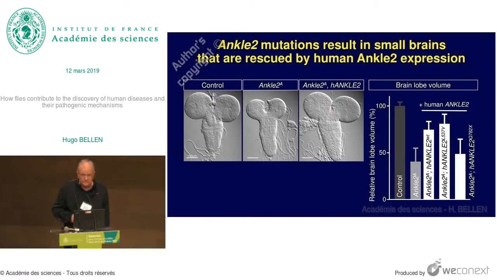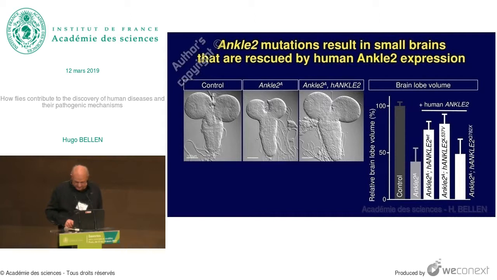And the way we did this is we looked at the third instar larval nervous system, and you can see that indeed, although the third instar larvae are normal in size, their brain is quite reduced in size. And we could rescue that by ubiquitously overexpressing the human ankyl 2. In fact, these animals are lethal and die as pupae. These animals are viable when you express the human ankyl 2 and have a normal brain volume and normal behavior.